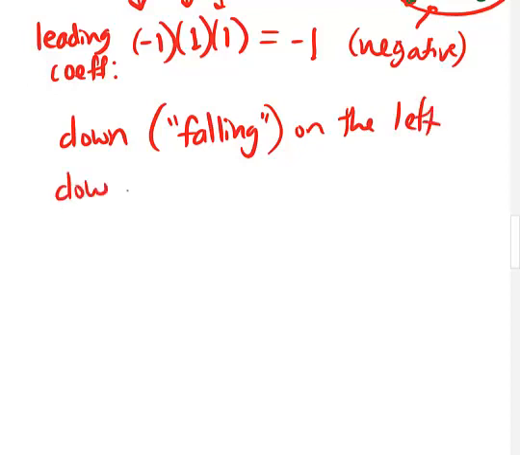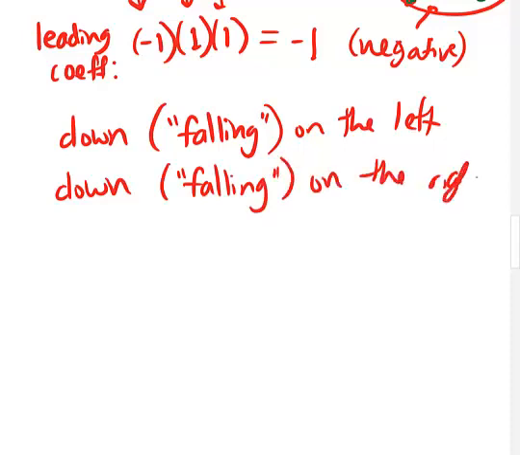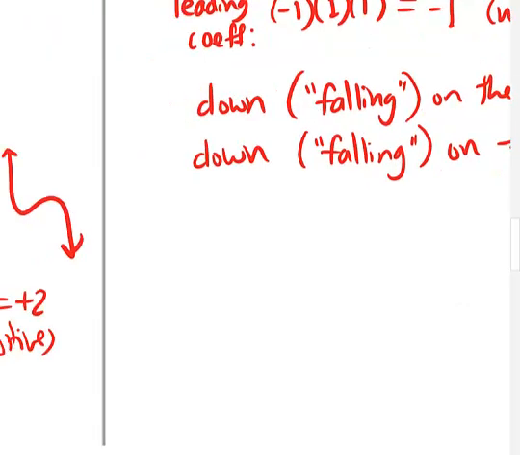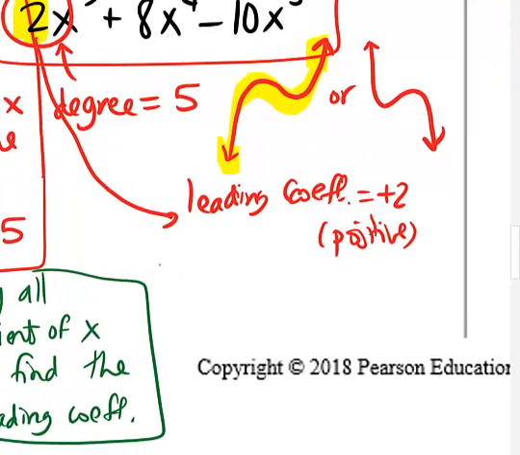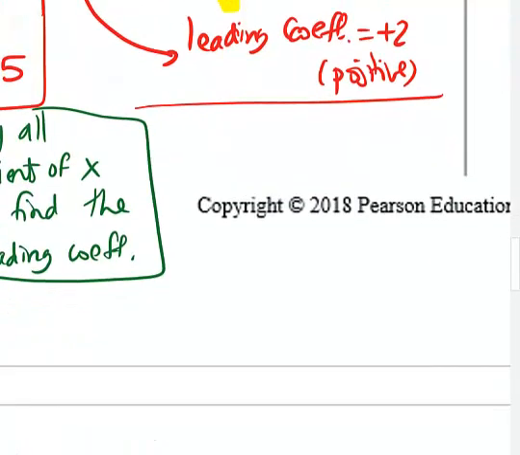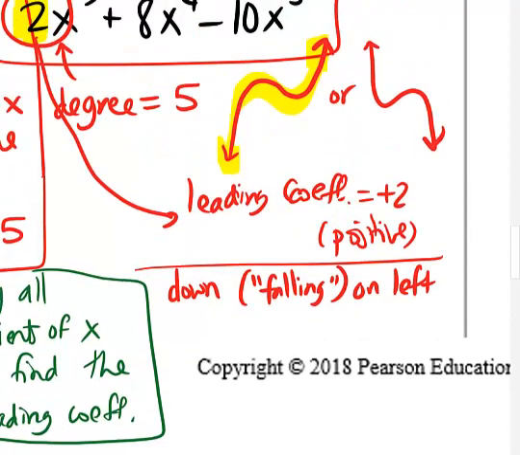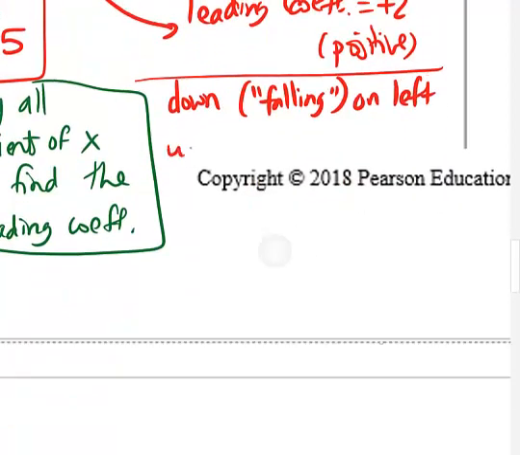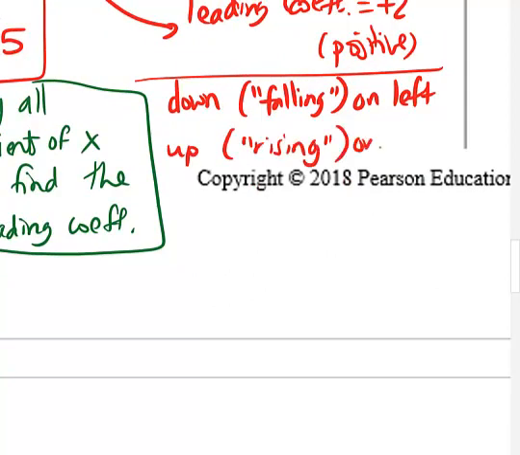And then down, or falling on the right. And I think we forgot to put that language for the last one. This last one we decided it was down, falling on the left, because that's the highlighted graph right there that we decided it was, and up or rising on the right.